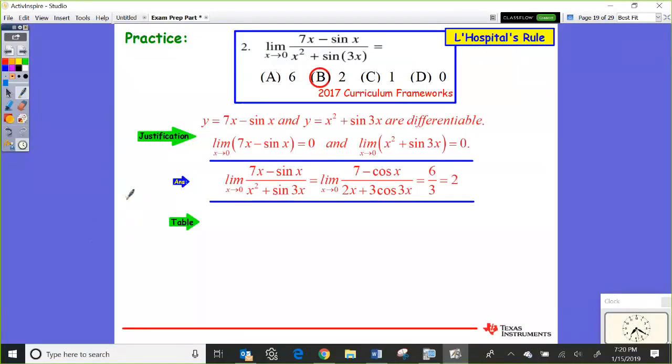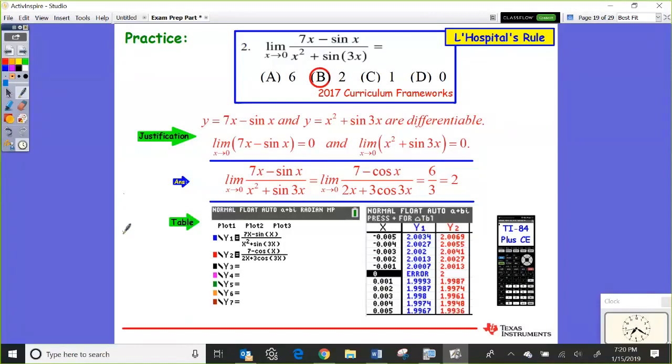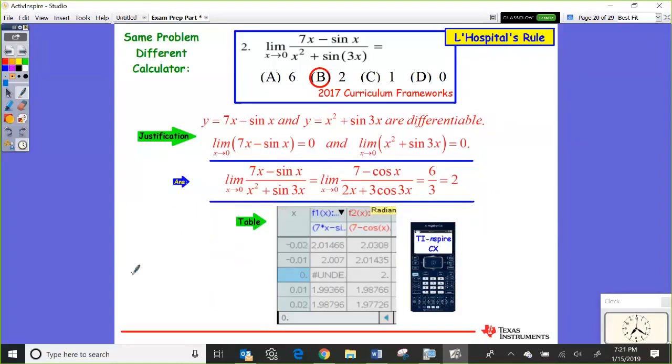Now, again, this is kind of an odd one. Students don't know what we're talking about. Why is this true? Now, some of you prove it, some of you don't, but why in the heck is it true? So if you look at a table, you can put in both equations, the original one and the one where you took the derivatives, and look at both tables together. They both approach the same limit, the limit being 2. This is what the problem looks like and the table looks like on your TI-Nspire.